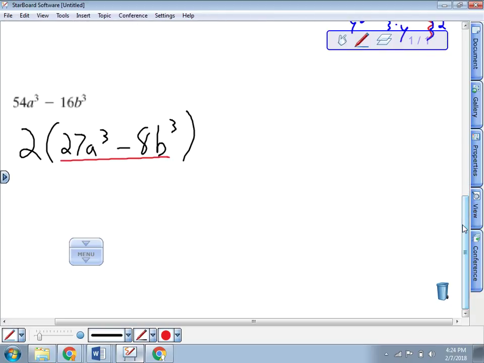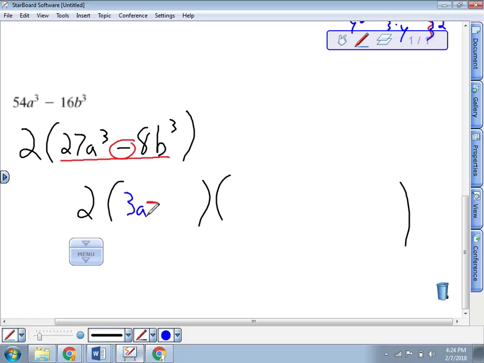So our answer now, all right, we're going to have the 2 on the outside. Our 2 sets of parentheses. What is the cube root of 27? Well, that is 3. We keep the same sign because our original problem is a minus, so it's minus. Now, what is the cube root of 8? Well, cube root of 8 is 2. Oh, sorry, I forgot, the cube root of 27 is 3, and then I forgot my a, because it's a cubed, so 3a.